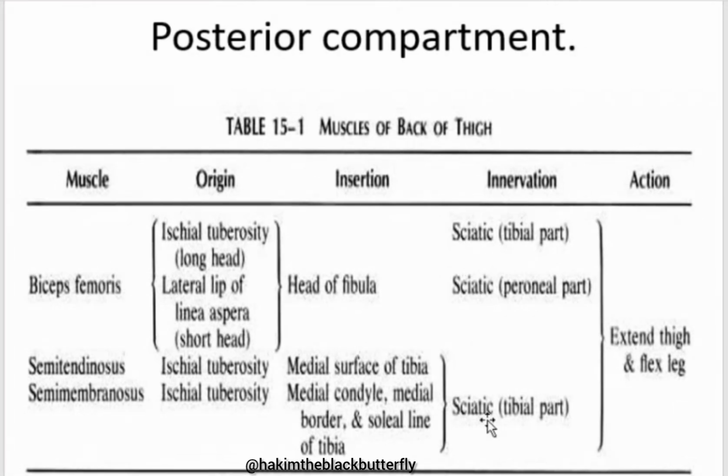All of them are supplied by the sciatic nerve. But I want you to observe, the sciatic nerve is made up of a tibial portion and a common peroneal portion. So do not end at sciatic nerve, but say which part of the sciatic nerve. All these muscles are supplied by the tibial portion of the sciatic nerve, except the short head of biceps, which is supplied by the common peroneal portion. They extend the thigh at the hip joint and flex the leg at the knee joint. These are the muscles of the posterior compartment of the thigh. Don't forget the origins and insertions.